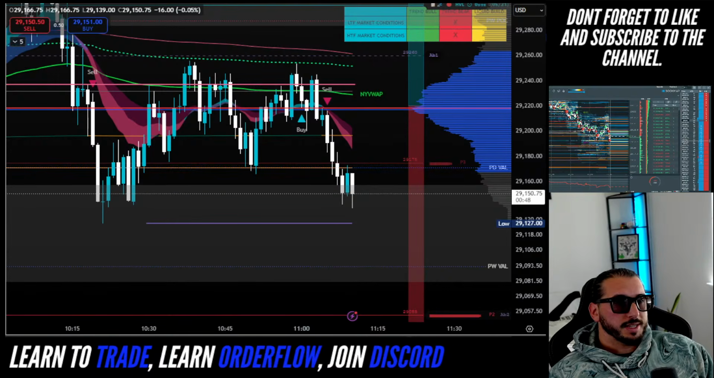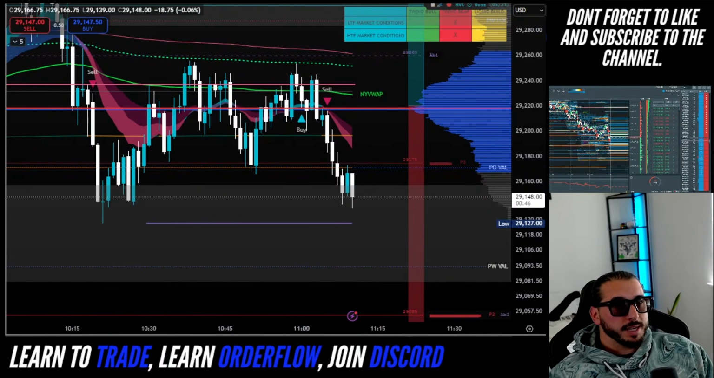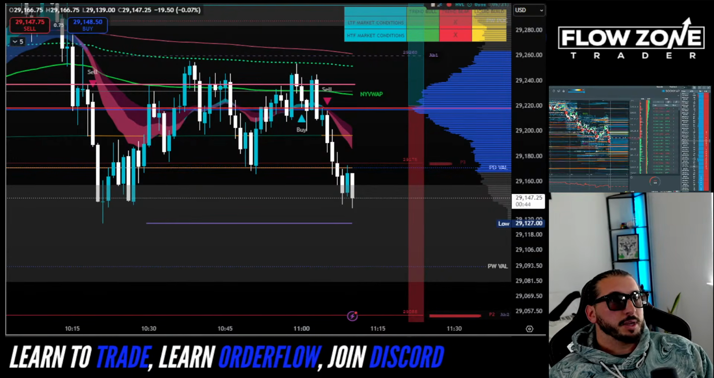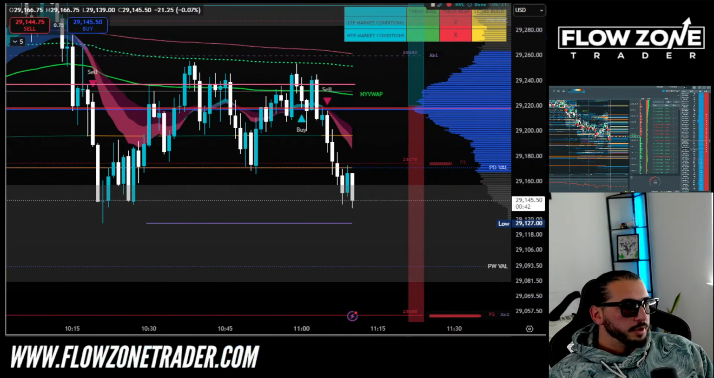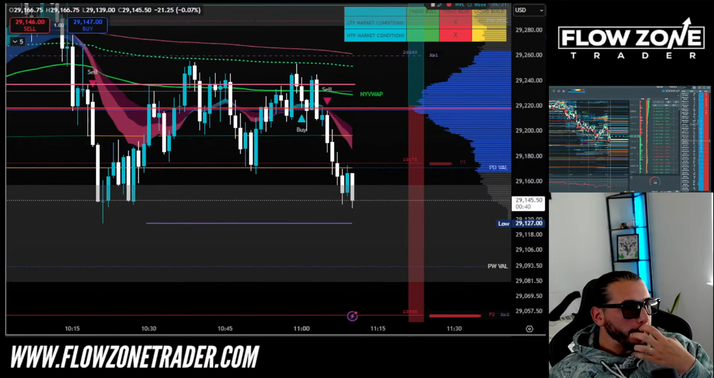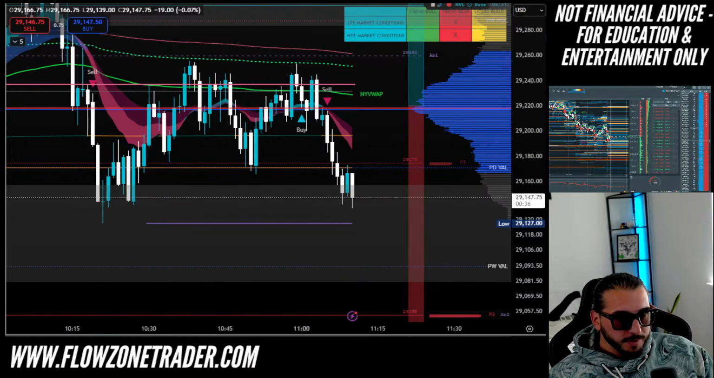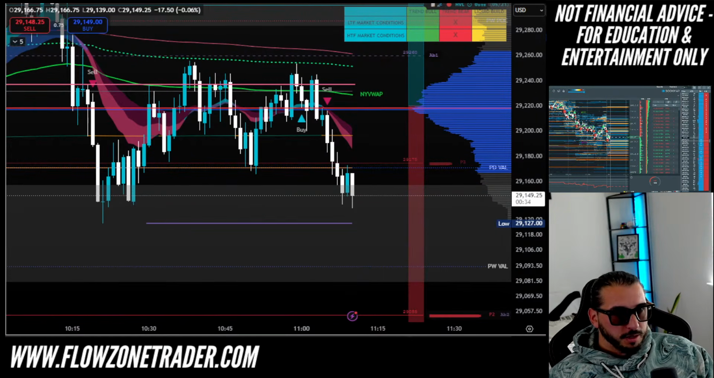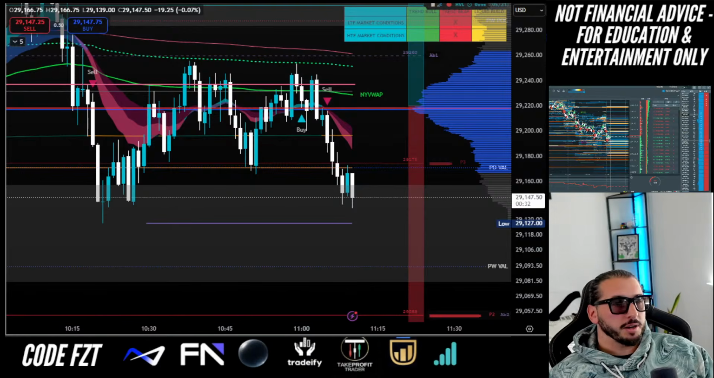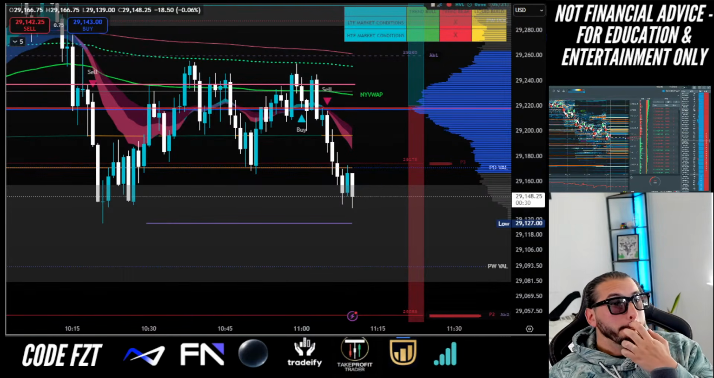You just don't want sellers attacking too low here. You just want him to liquidate rather than sellers coming in. It looks good though. I think you probably get IB low here. And then just see if there's any expansion back down to previous week value area low. Basically, 29,100 would be your next target underneath IB low if you get it.